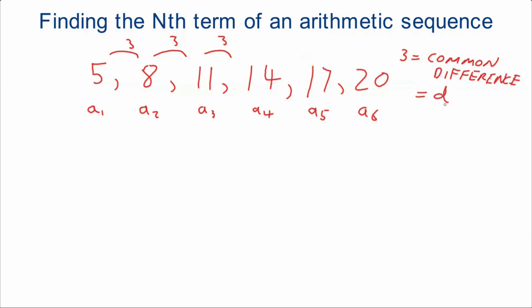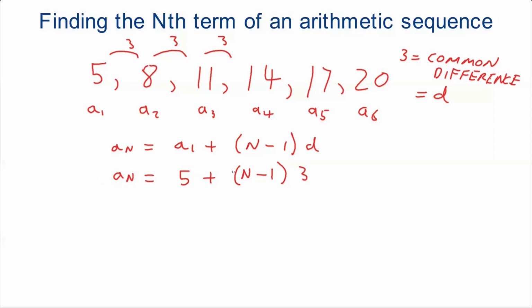3 equals the common difference, equals d. There is a formula to find the nth term, which is a_n equals a_1 plus (n minus 1) times d. So that's our difference. So we'll put it in and just have a look at it. a_1 is our first term. n minus 1, whatever number we're going to have. So we'll just leave it as n minus 1 to start with. Times by 3.